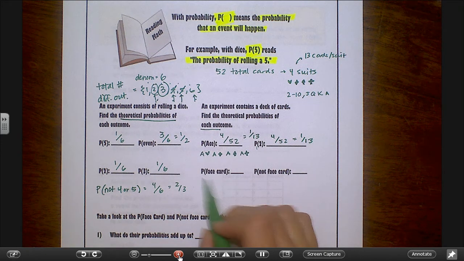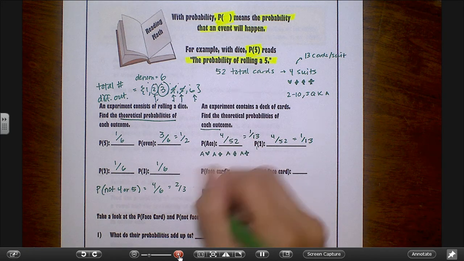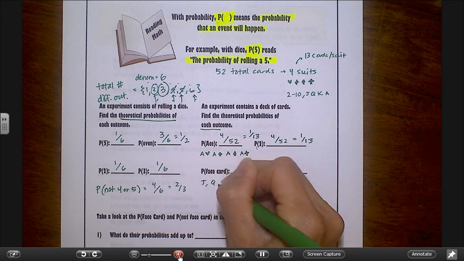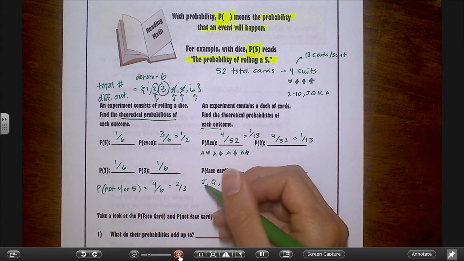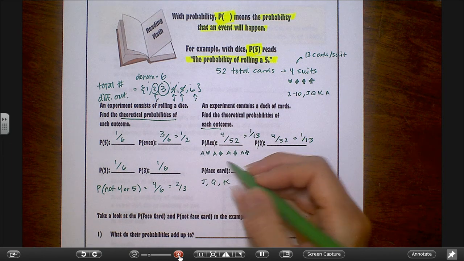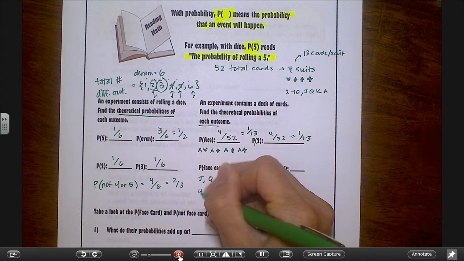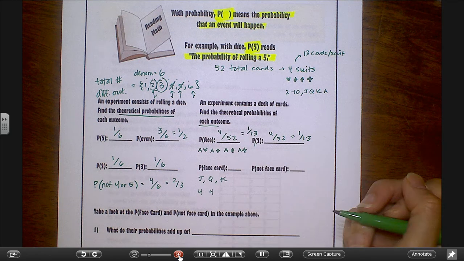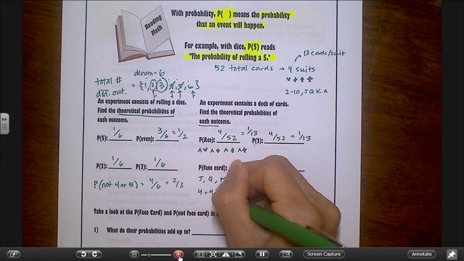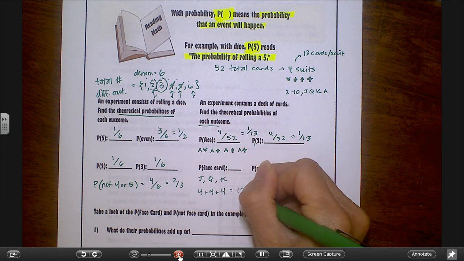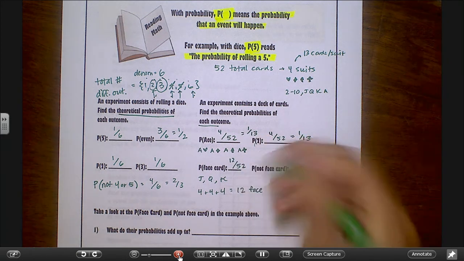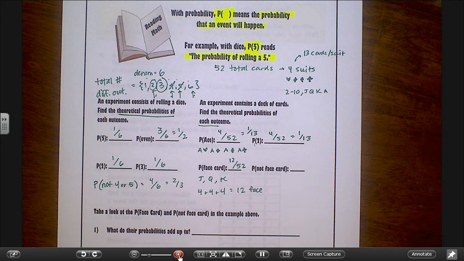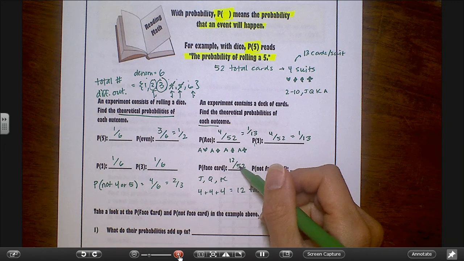All right, so probability of a face card. Like I said yesterday, a face card is Jack, Queen, King. So again, remember you have Jack of hearts, Jack of diamonds, Jack of spades, Jack of clubs. So you have 4 jacks, 4 queens, 4 kings. So I have 12 total face cards. So 12 over 52. And do me a favor real quick and don't reduce this yet.